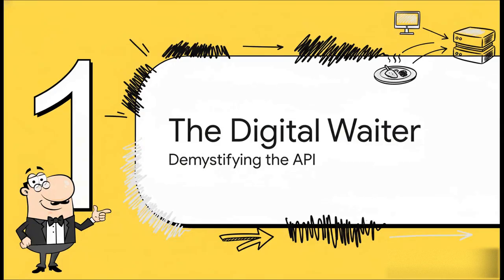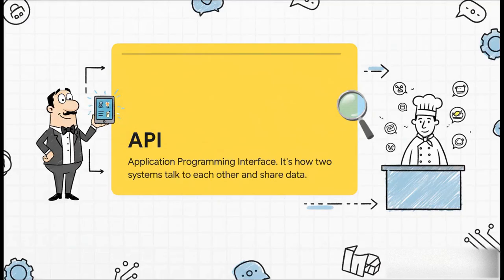So how does it all happen behind the scenes? Well, we're going to use a really simple analogy that makes everything just click. We're going to call it the digital waiter. Okay, first, let's just get the official, kind of clunky definition out of the way. API stands for Application Programming Interface. Yeah, I know, it sounds a bit much. So let's just forget the jargon and focus on what it actually does.